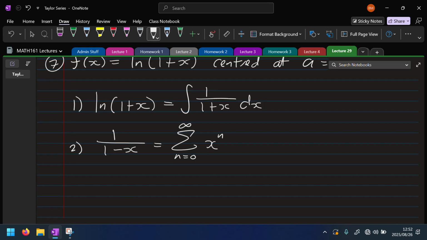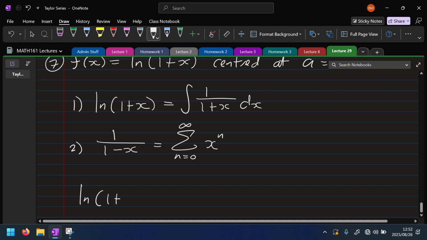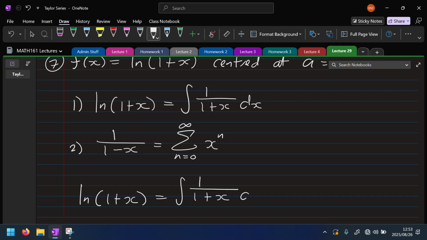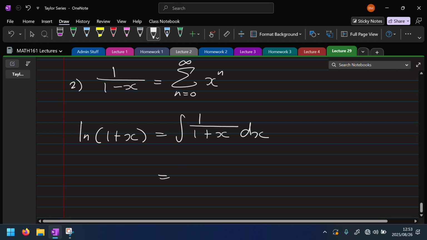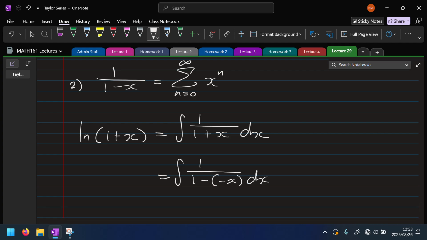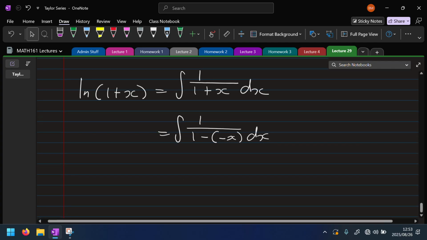Okay, so let's do that. So the natural log of 1 plus x is equal to the integral of 1 over 1 plus x dx. Now, this is not quite the 1 over 1 minus x. Here we have plus x, not minus x, but we can fix that. This is going to be the integral of 1 over 1 minus x. Right, we want it to be a minus, so let's just do that. But then we need to put the other minus to compensate. Okay, so now we do have 1 over 1 minus something, so we can write that as a Taylor series.